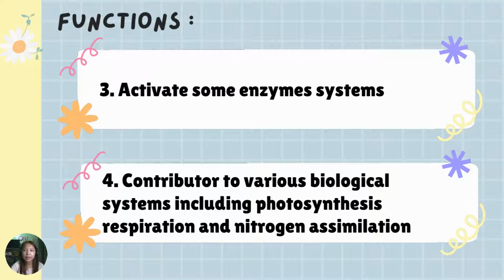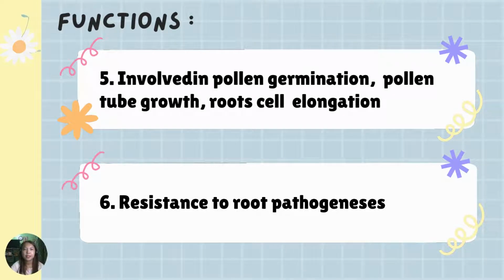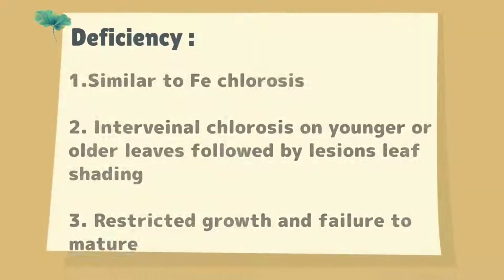Another function is to activate some enzyme systems and contribute to various biological systems including photosynthesis, respiration, and nitrogen assimilation. So it is also responsible for some of the activities inside the cell. Another function, it is involved in pollen germination, pollen tube growth, and root cell elongation, and resistance to root pathogenesis. So it is responsible for preventing the occurrence of pathogens in the root part of the plant.